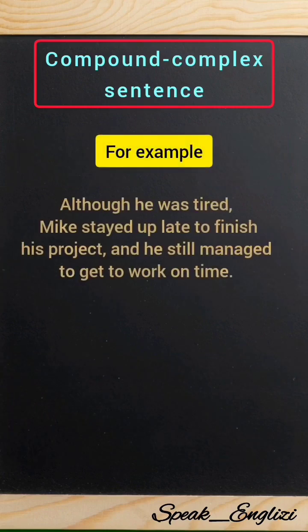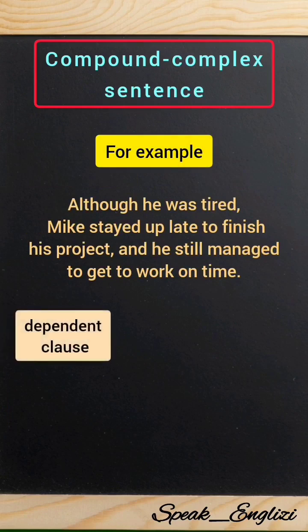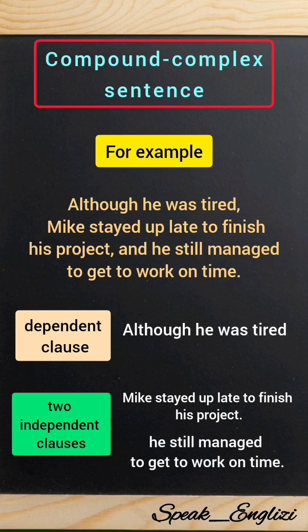For example, Although he was tired, Mike stayed up late to finish his project, and he still managed to get to work on time. First, we have our dependent clause, although he was tired. Then, there are two independent clauses. Mike stayed up late to finish his project, and he still managed to get to work on time.